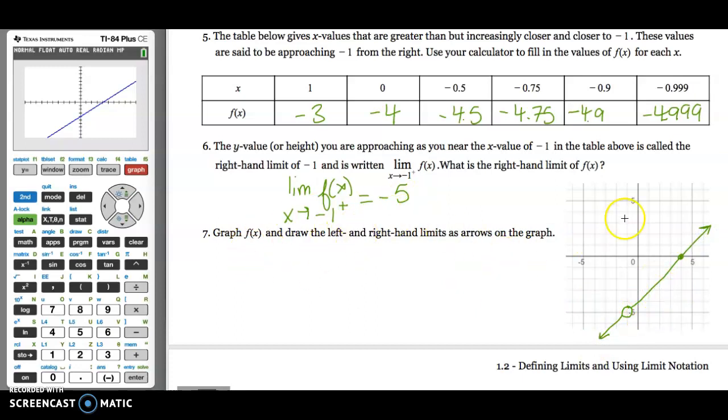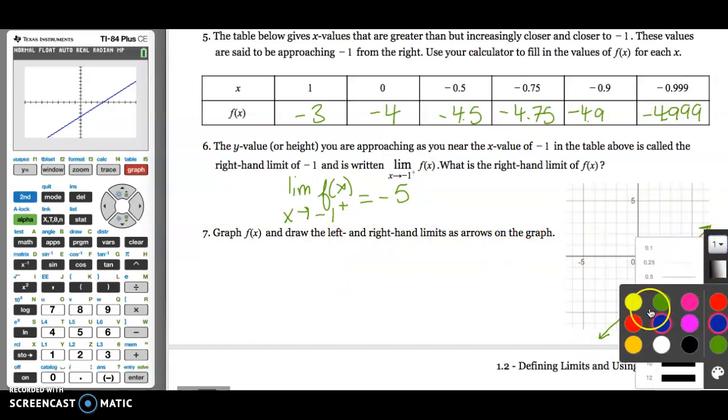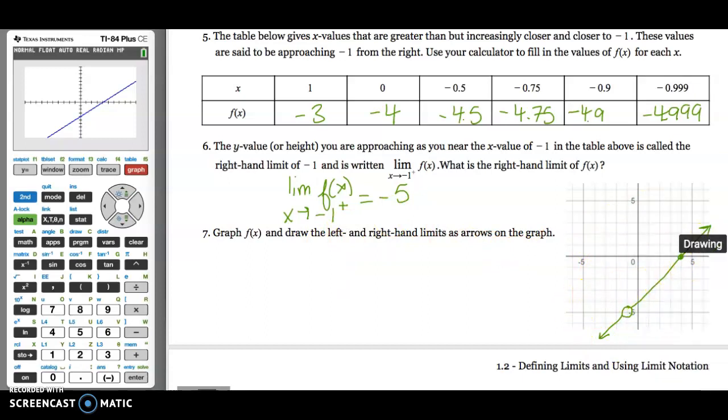And now if I was going to draw my limits on my graph, I'll use a different color for this. My left-hand limit means as I approach this -1 from the left-hand side, it looks like I'm getting closer and closer to -5. And then from the right-hand side, same thing. As I'm approaching -1 from the right-hand side, my graph gets closer and closer to that y value of -5. It never actually hits it, but it gets closer and closer to it.